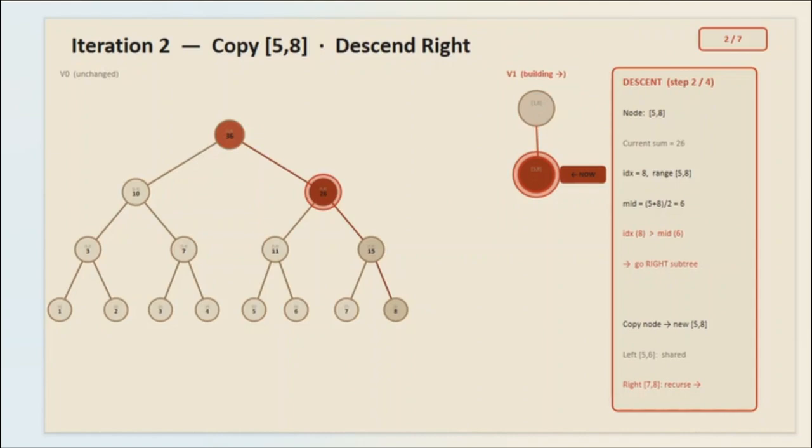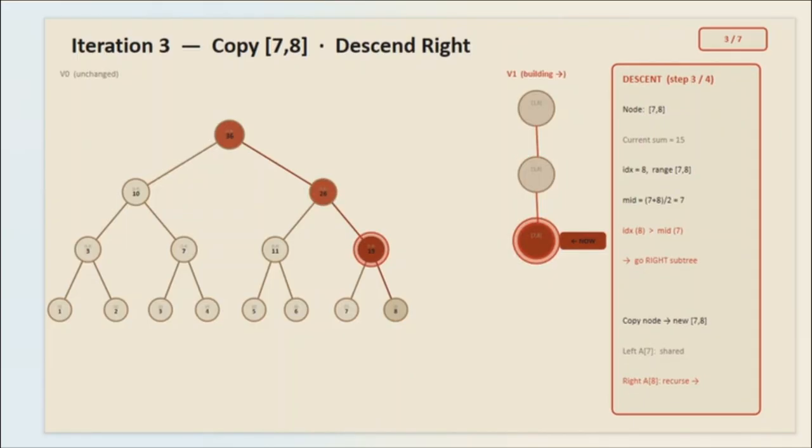We are now at 5 to 8. Now the sum is 26. Again we allocate a new node. Index 8 is in the right half, so 5 comma 6 is shared, and we recurse right into 7 comma 8. We are at 7 comma 8 and the sum is 15.